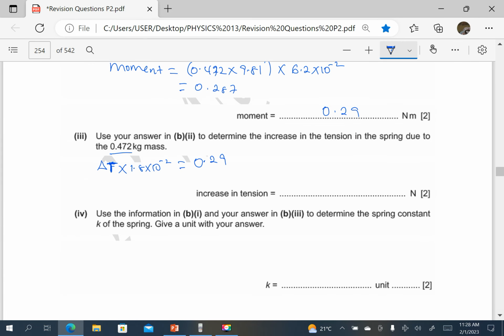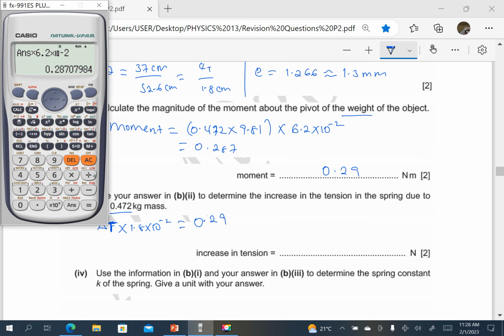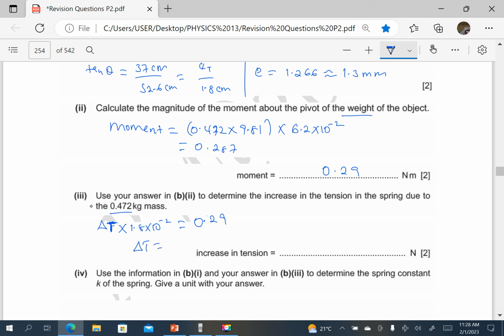So when we simplify this to find the increase in tension, that will be that answer divided by open brackets 1.8 exponent negative 2, close the brackets, that is 15.95, or approximately 16. So the increase in tension is approximately 15.95, which is 16 newtons.